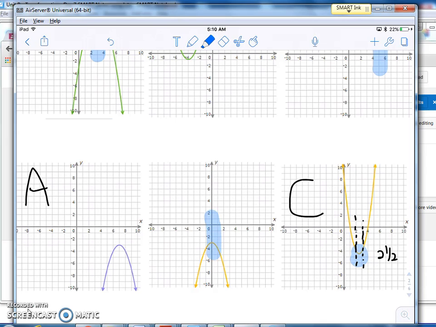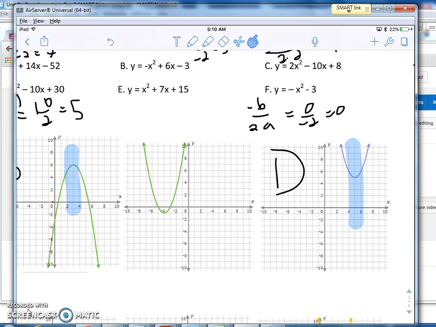Sorry, we had the line there already, didn't we? So the x value is 0 and the vertex is on that. Also notice that it's opening down, and since we have a negative x squared, that should be reflected down. So this, it looks more and more like F.